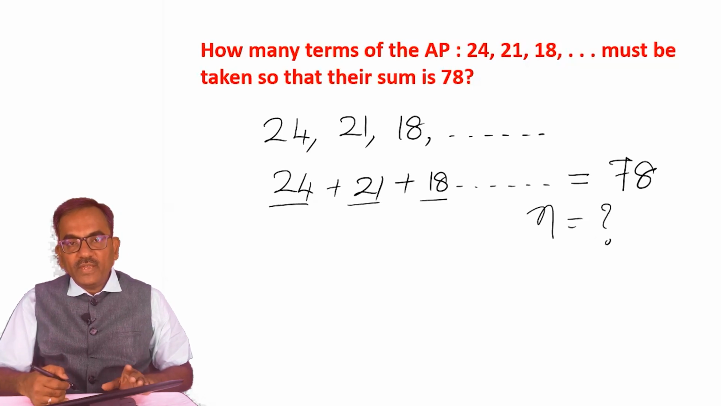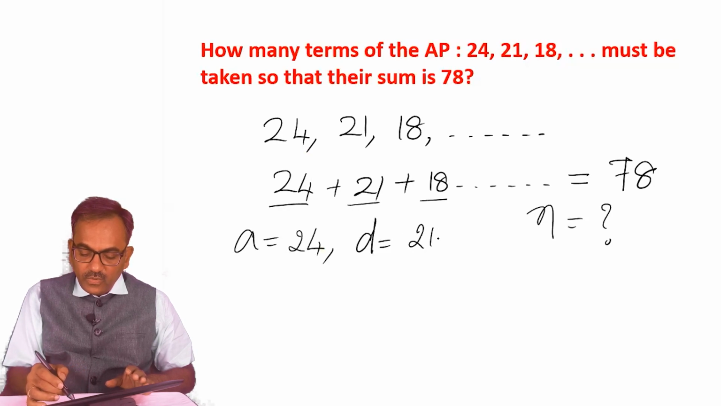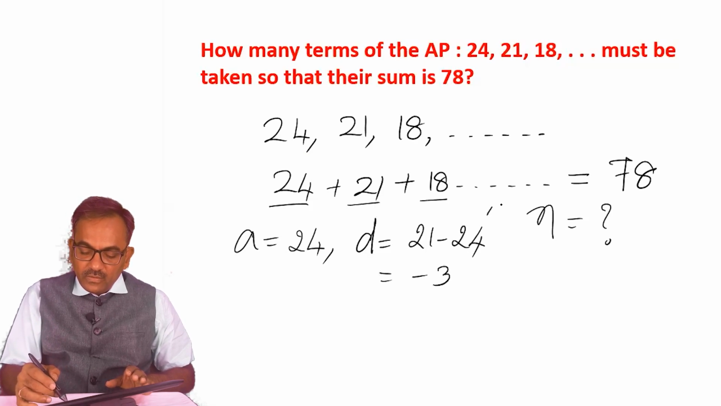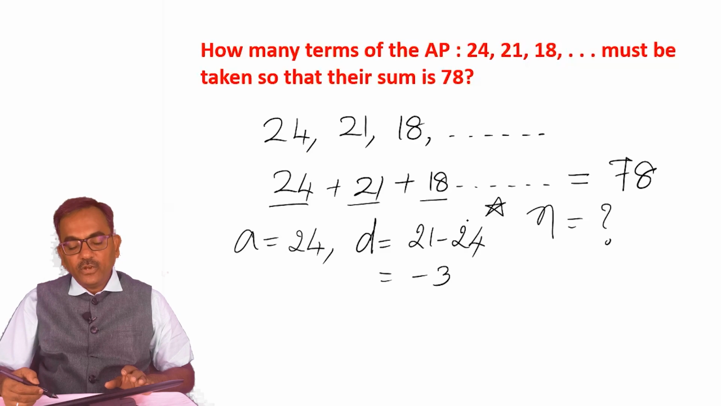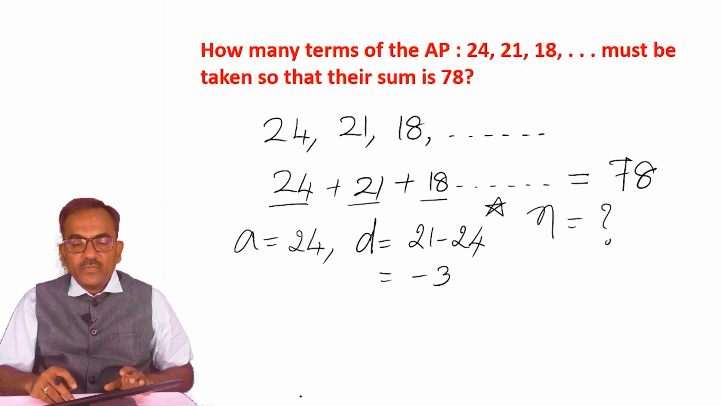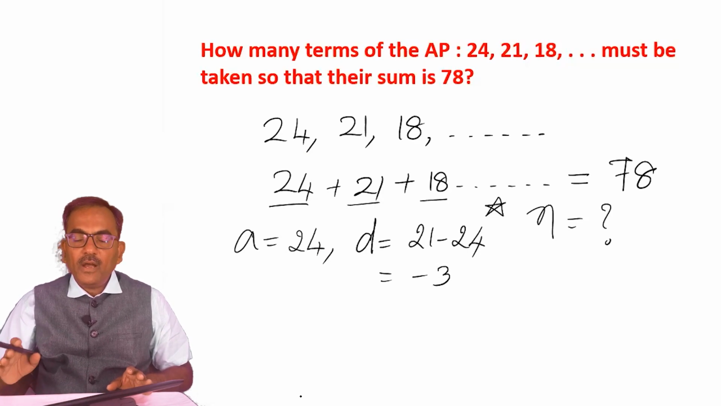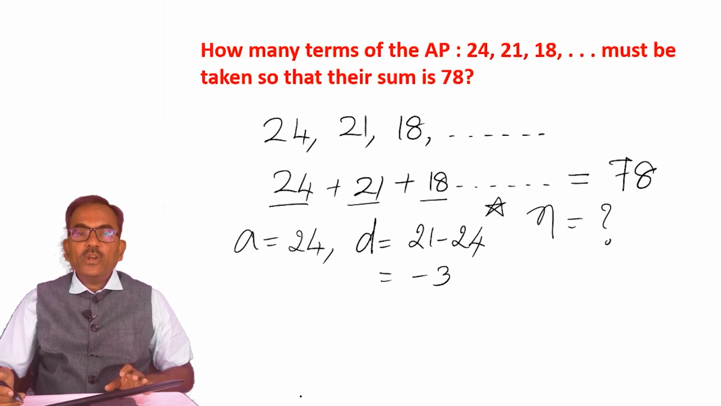We need to find the value of n when a is equal to 24, d is equal to 21 minus 24, which is equal to minus 3. So this is a star mark, because children, please take care: when you write 21 minus 24 you may end up with positive 3. It so happens that you take 21 minus 24 as 3 and continue with further steps of the problem and you end up in a dilemma or a wrong answer. Therefore be careful.